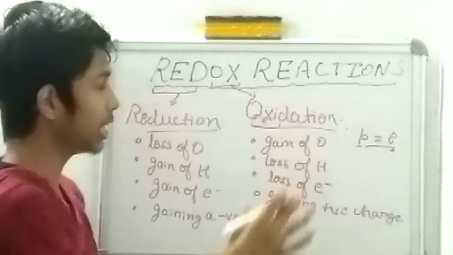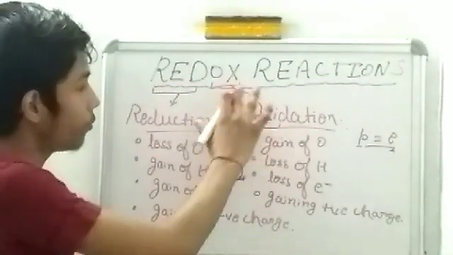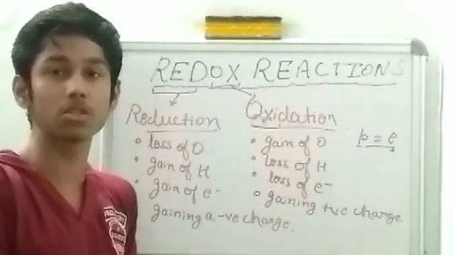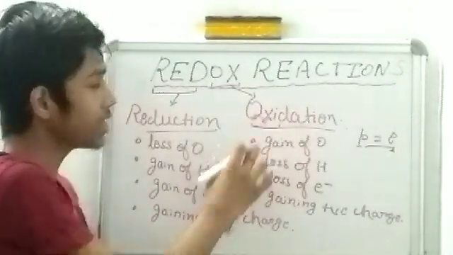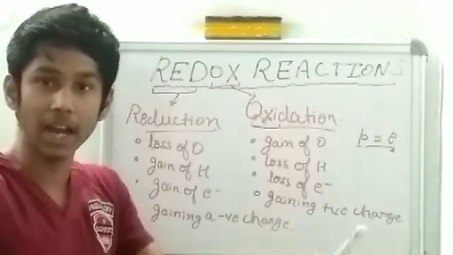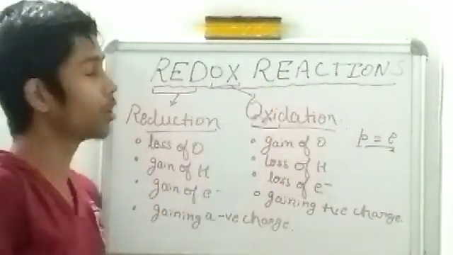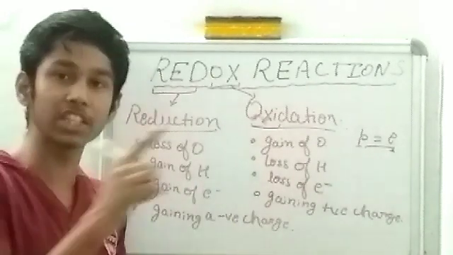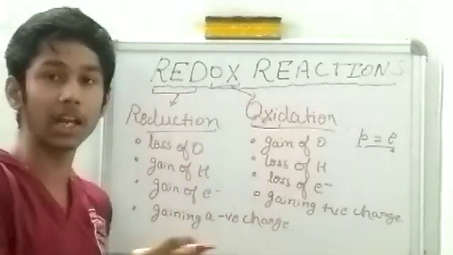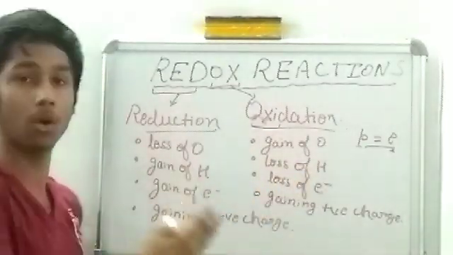So that's basically what oxidation and reduction are. When these two reactions occur simultaneously, the net reaction is called a redox reaction. When some element is doing oxidation and some is doing reduction, the net reaction is called a redox reaction. Both of these occur in pair. Whenever reduction occurs, oxidation also occurs, and whenever oxidation occurs, reduction also occurs.